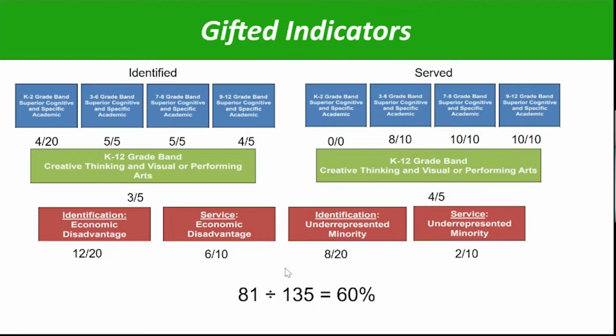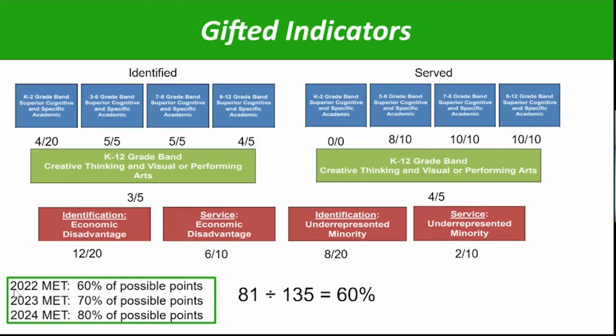being a 60%. So based on 2022, we needed a 60% to meet that indicator or that section of the gifted indicators, and we were right at the mark there. So we will say that that was met. Okay, so those are our 3 gifted indicators. There's a lot going on there.